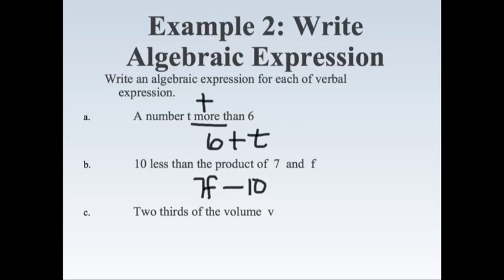Finally, part C, 2/3 of the volume V. So it's 2/3 of something, and we remember the word of doesn't mean multiply, but it often implies multiplication. So we write 2/3 V, 2/3 times V.